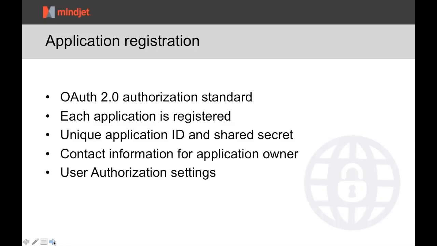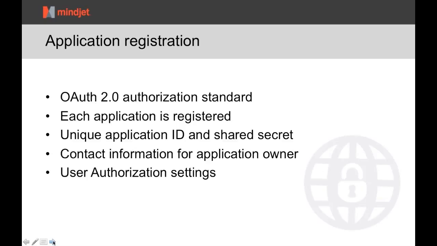In the process, we have an application registration process, which you'll see in a little bit, that allows you to register your application within SpigitEngage. When you do that, you get a unique application ID and a shared secret that you can use to generate a token when you access the system. We also ask for contact information, which we can use to connect with the application owner or the person who's supporting the application in case we need to have a conversation with them about something that's going on with their application.